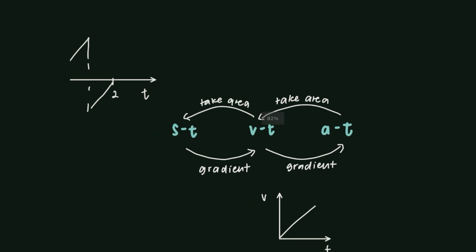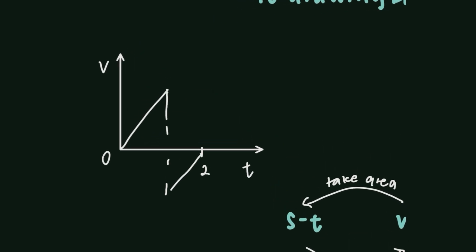An important thing to note is that when you take the area, you have to add what is above the x-axis and subtract what is below. For example, we have a simple displacement time graph here. Let's just say the area of this is A and the area of this is B. So the displacement will be A minus B, because A is above the x-axis and B is below.